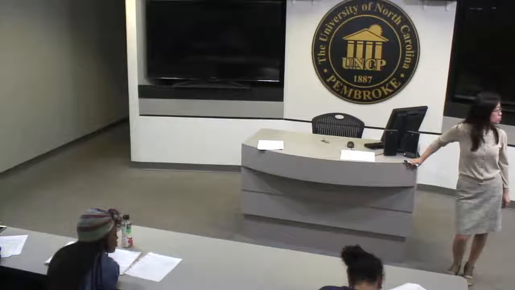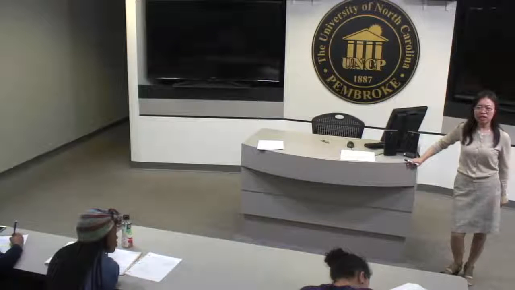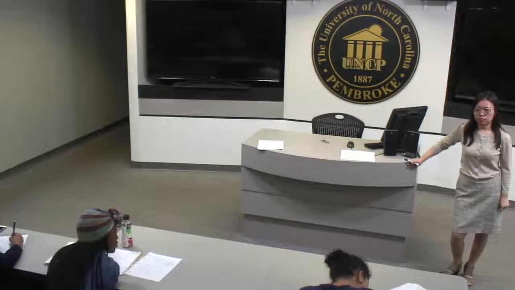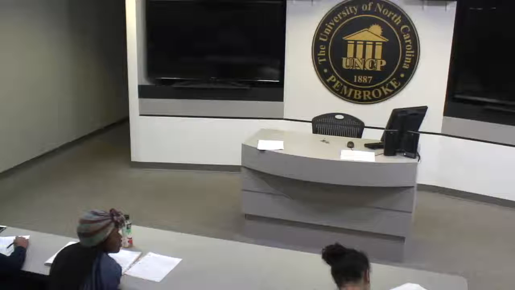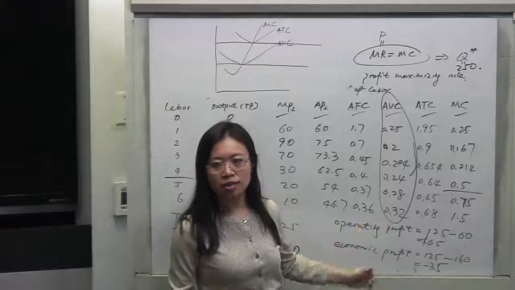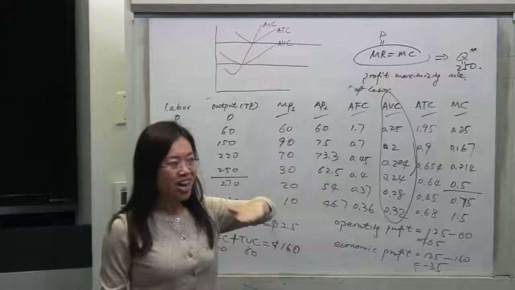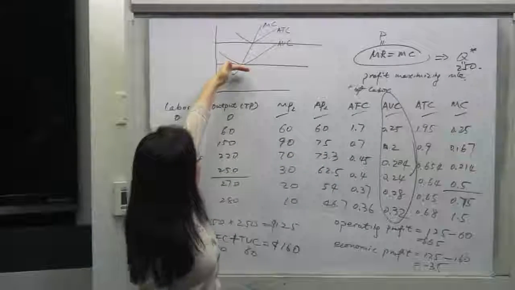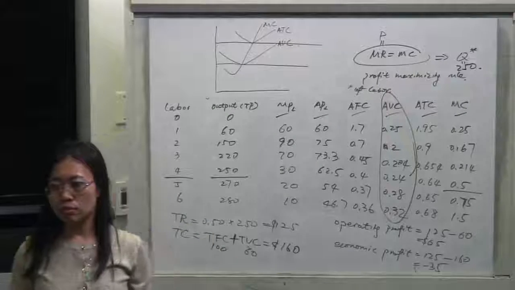0.2, 0.25, 0.24, 0.28, 0.32. So where is 0.50 located compared to the AVC? Look at those numbers. Are they above or below 50 cents? What does that tell you? The price, this 50 cents, is definitely above the lowest point of AVC, right?